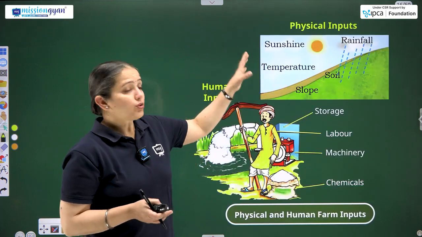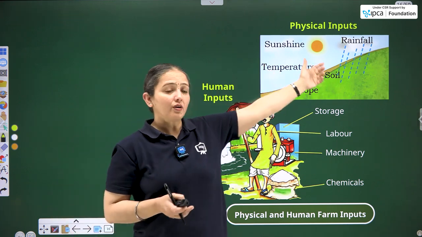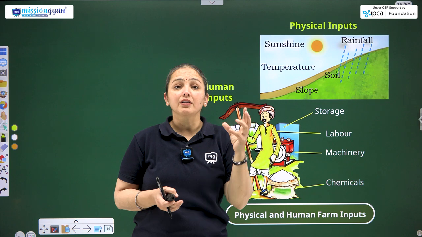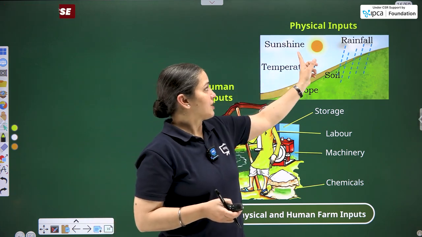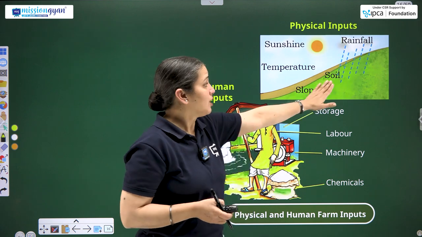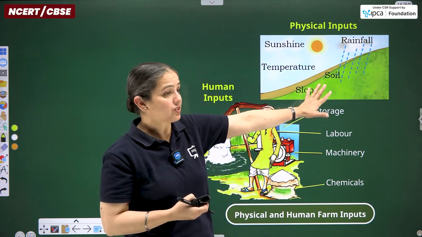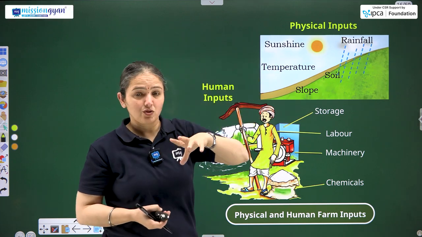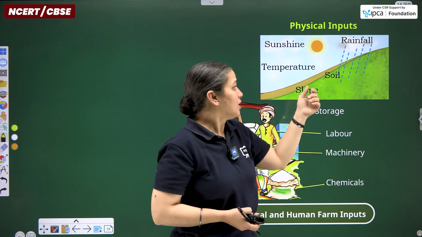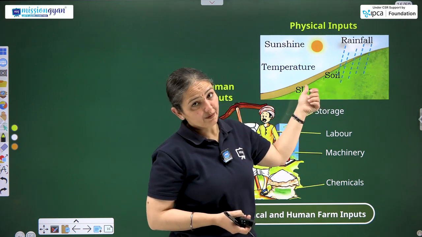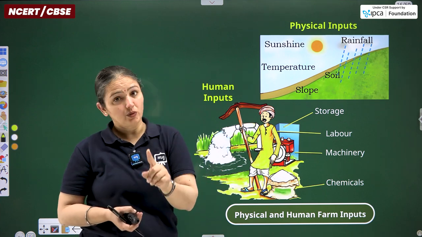Now talking about two types of inputs: physical inputs and human inputs. Physical inputs are things that occur naturally but are used as input in agriculture. So climatic conditions, sunshine, temperature and rainfall, along with topography. Remember the first introduction to agriculture we discussed. Agriculture depends on these basic features: climatic conditions, rainfall, temperature, soil and topography. These are the physical inputs required for agriculture.